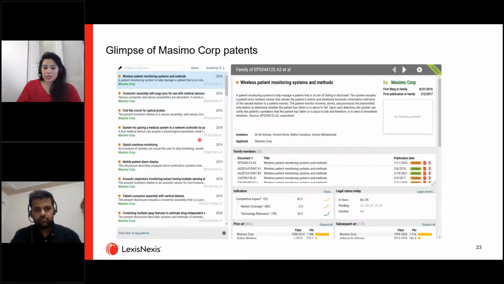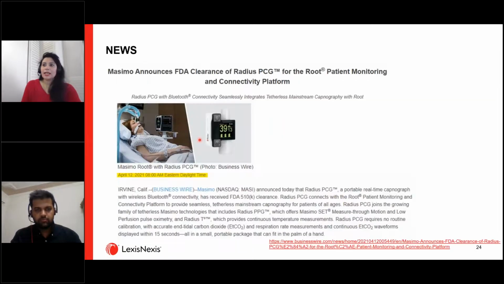One of the news items that struck me and I want to share with everyone is it recently got the FDA clearance for patient monitoring for mainstream capnography. Capnography measures the partial pressure and the volume of the carbon dioxide in the gas that we exhale, the expiratory gas. And it mentions that it comes with wireless Bluetooth connectivity.